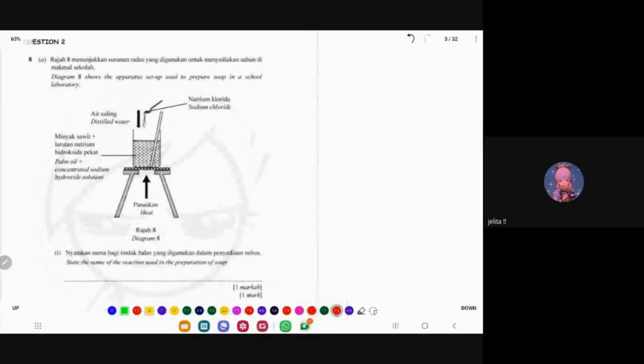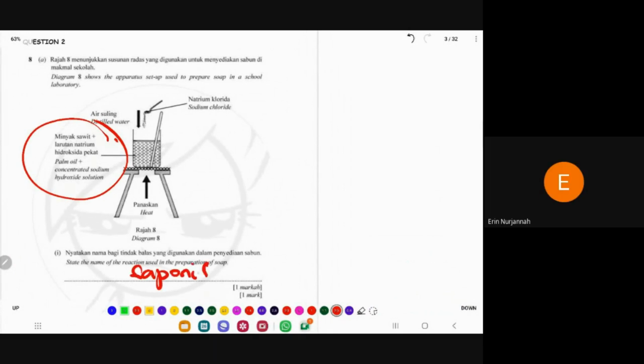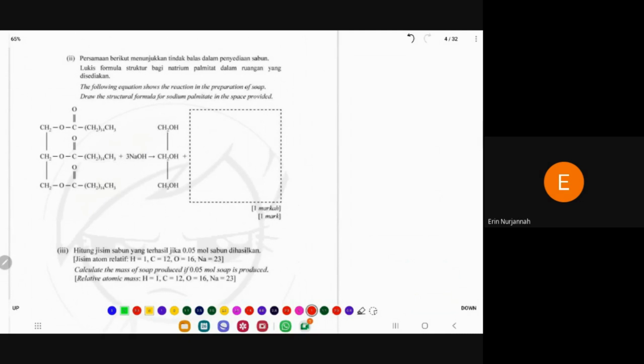When I see this, I know it's saponification. Very good. Now, what is the name of this reaction? Yes, saponification. Tell me what is the purpose of adding sodium chloride? You don't know, I'm going to hug you and we cry together. Now, what about this? How to draw?